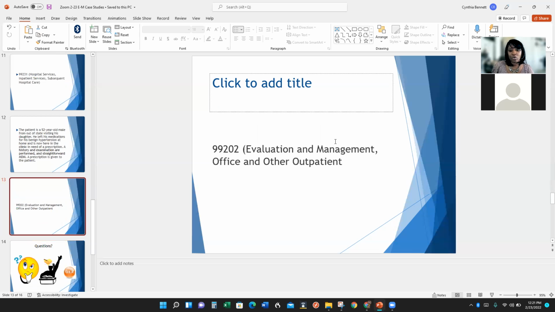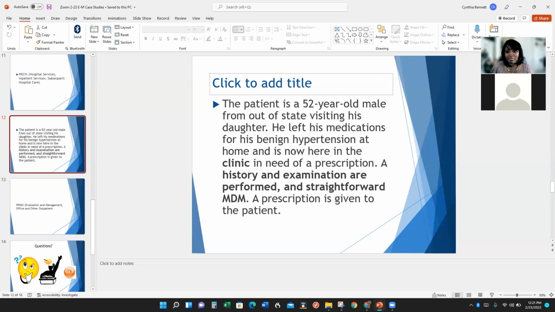So in this case, it's going to be a 99202. How do we know that? This patient has come in for this visit in a clinic. We know that they're from out of state, so we know that this is not an established patient. There's no way this could be an established patient unless it was identified in the note. They're not telling us that it's an established patient. So based off of them telling us that the patient is from out of state, that's why we're going to make the assumption that the patient is new, because there's nothing else to identify that that patient has been there before.